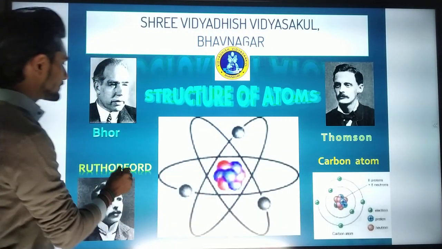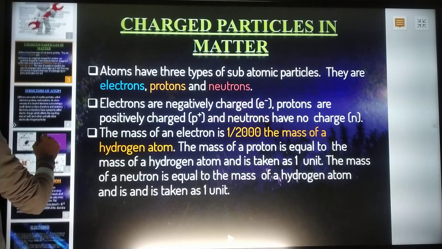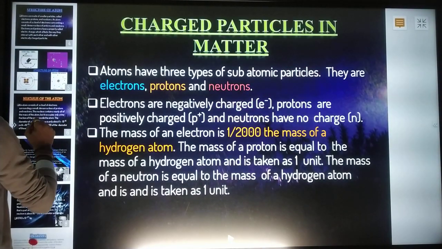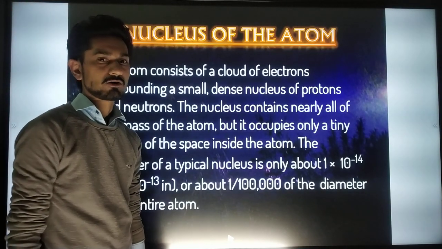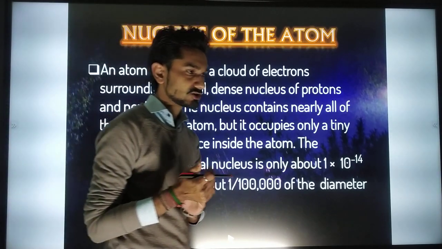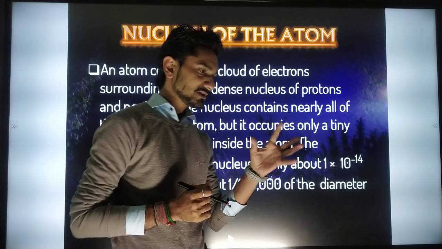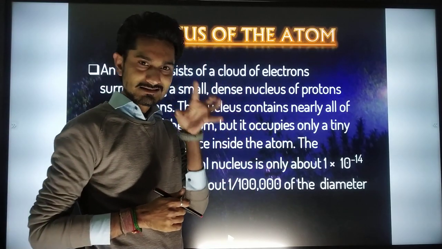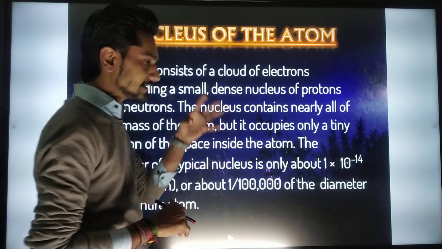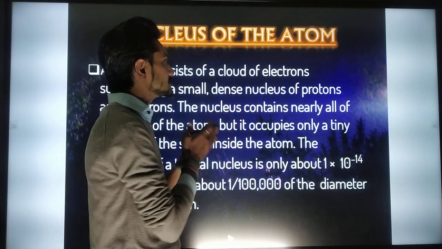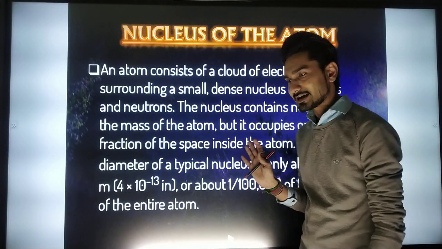From the first topic, that is the nucleus of the atom. Already we have talked about the structure of the atom. In that we have seen that there is a specific tiny structure in the atom which is fixed and stable, and that stable part of the atom is known as the nucleus of the atom. So we are going to discuss that first.